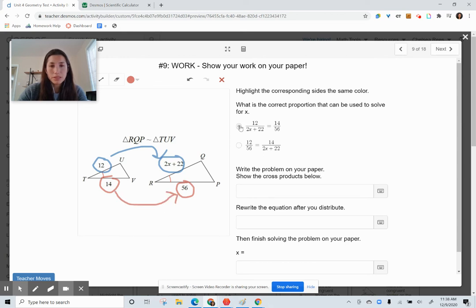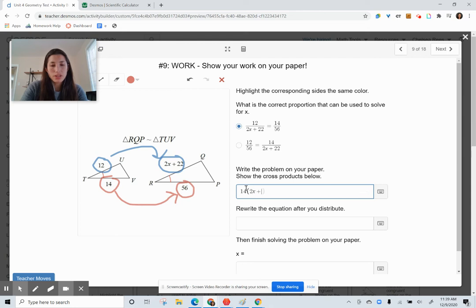So that's going to be this first ratio: 12 over 2x plus 22 equals 14 over 56. So that means when we multiply, I'll do the 14 with the 2x plus 22 first, and then we'll set that equal to 12 multiplied with 56, the other cross product. We're going to rewrite that after we've distributed.